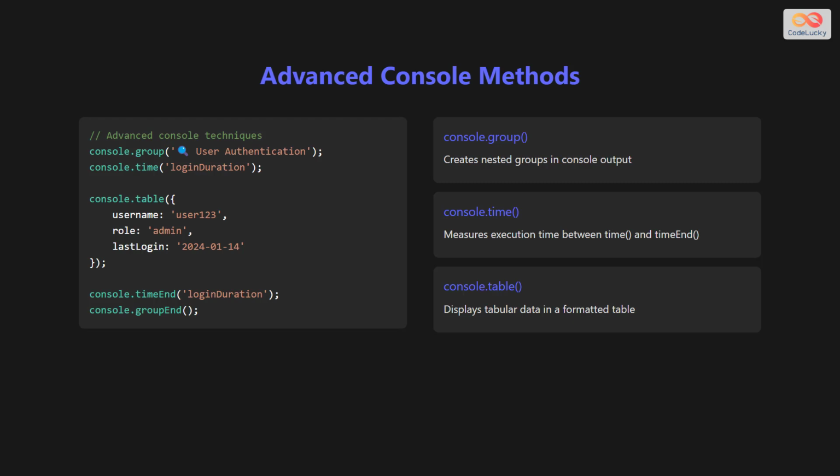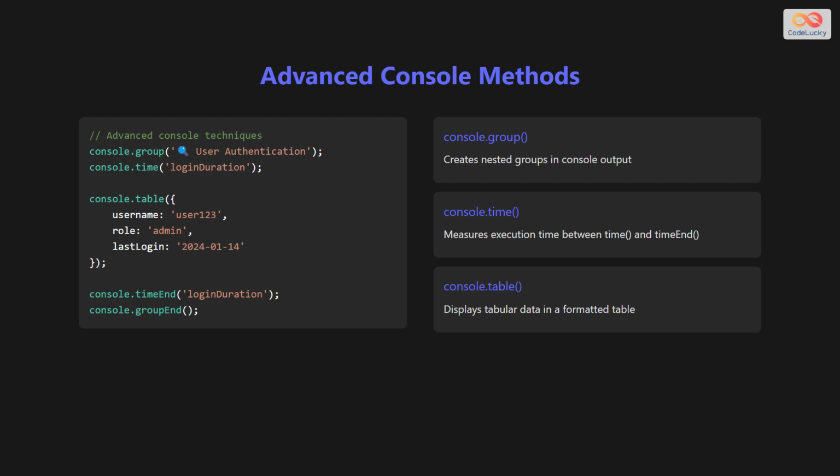Let's explore some advanced console methods. Console.group creates nested groups in the console output, which helps in organizing and clarifying complex log statements. Console.time and console.timeEnd are used to measure the execution time of code segments. Console.table displays tabular data in a formatted table, making it easier to read and analyze object data.